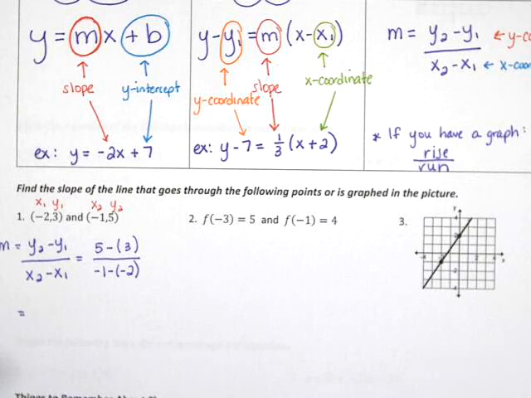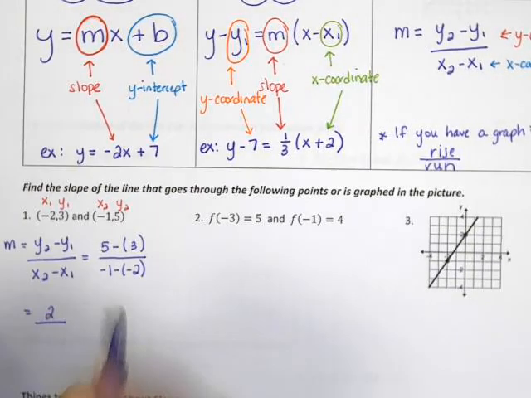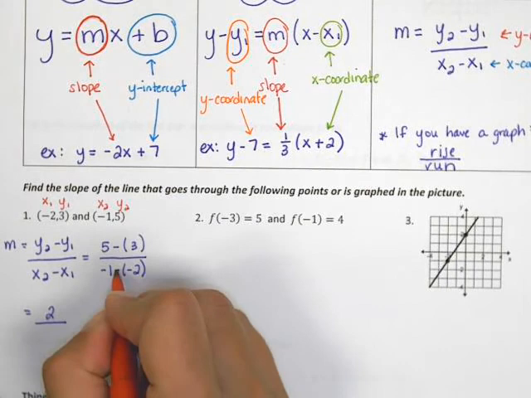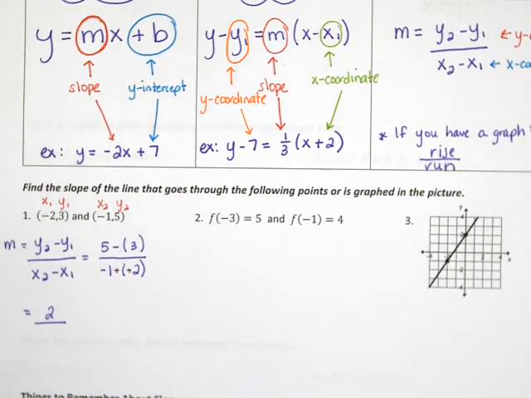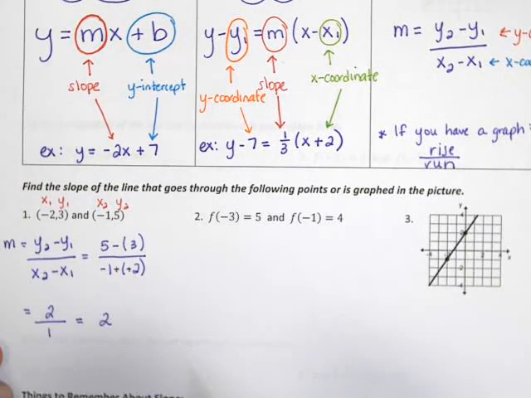Now 5 minus 3 is 2. And two minuses, like see here where we have a minus, -2, make a plus. So -1 plus 2 would be 1, which means my final answer would be 2.